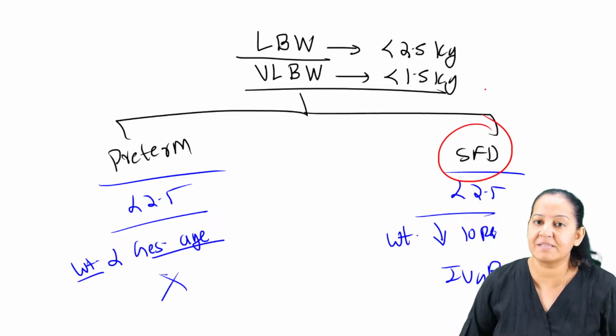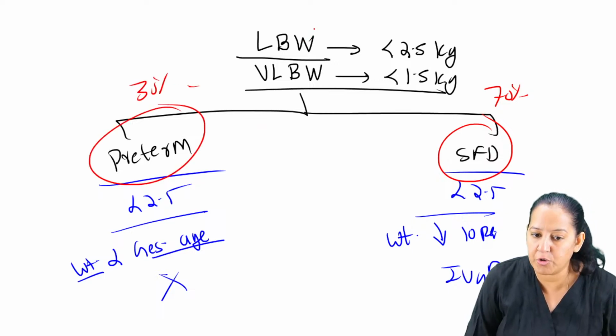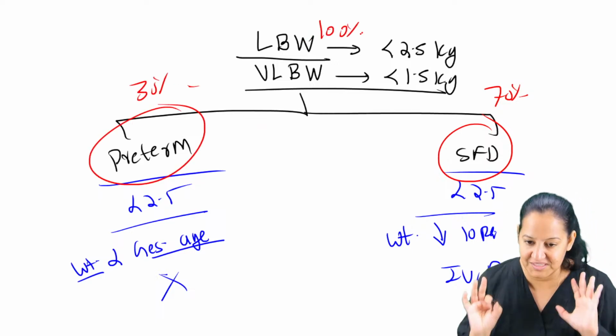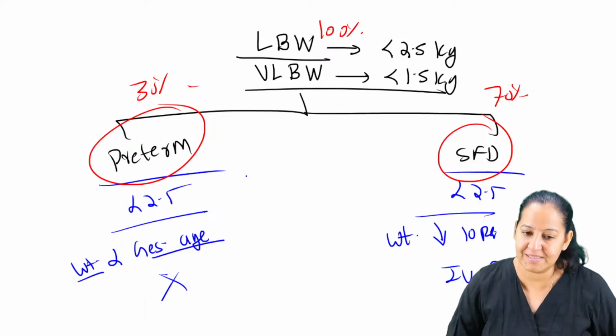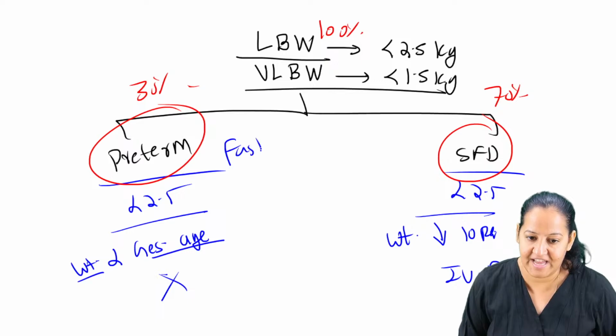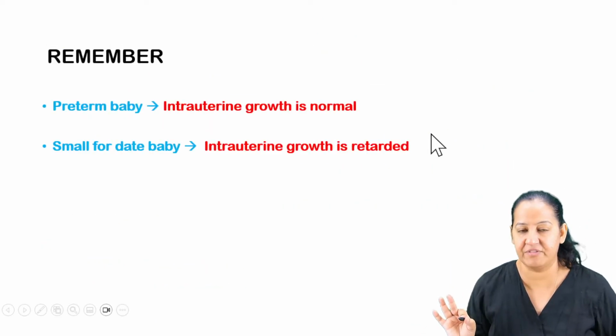So 70% of the babies are SFD and 30% are preterm out of the total 100% LBW. So this is the percentage. Most common are IUGR. You got my point? And here catch-up is fast. Here catch-up is slow. So that's all about the types of LBW.